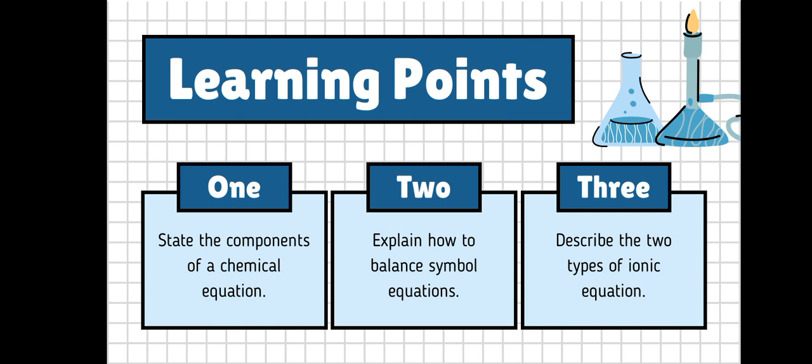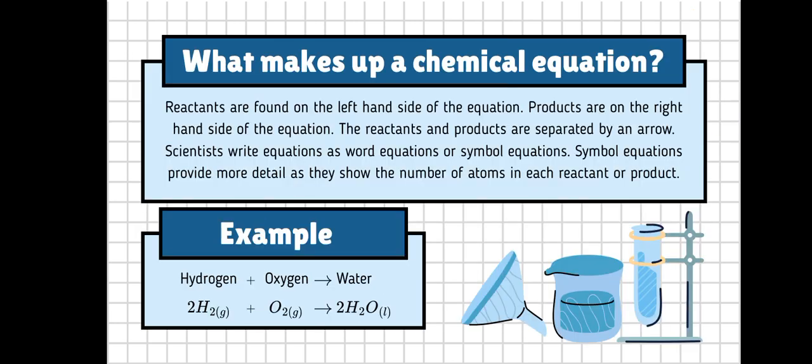So let's get started. Today we will learn about the states of components of a chemical reaction, and this video can be very long because of covering so many important topics. However, you should watch it till the end for clearing your concepts. Secondly, we will learn how to balance symbol equations, and thirdly, you will learn to describe the types of ionic equations. Now, what are equations? You have to wait for that.